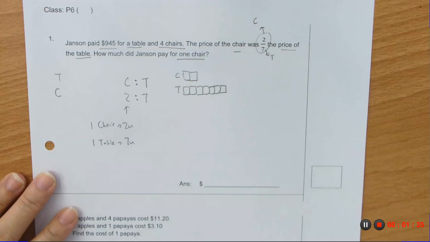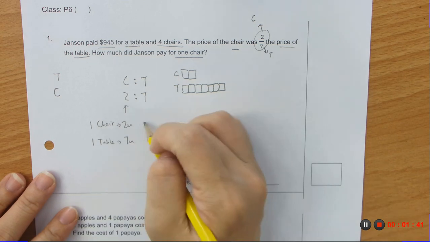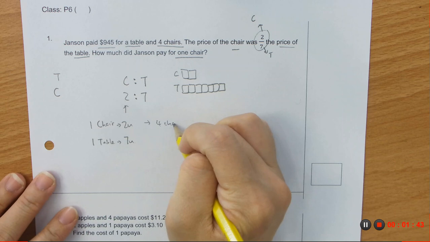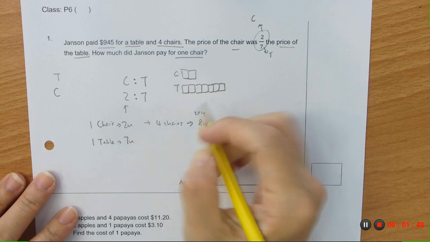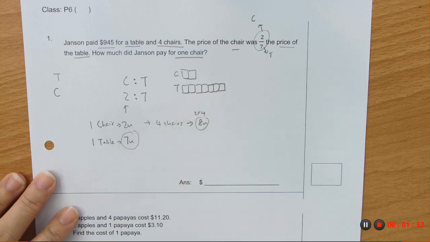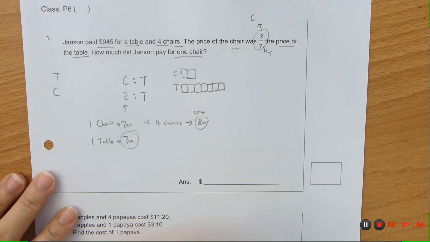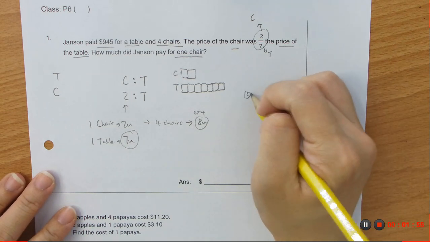Okay. If I have a table and 4 chairs, so 4 chairs, how many units? 8 units. 2 times 4. So, and one table, how many units? 7 units. Okay, so altogether, how many units? 15 units. 15 units is $945.